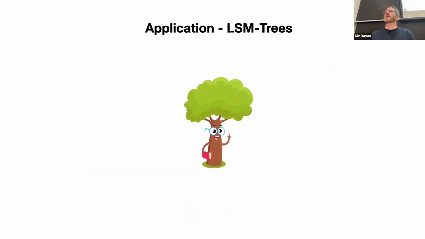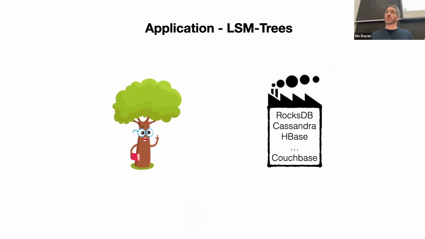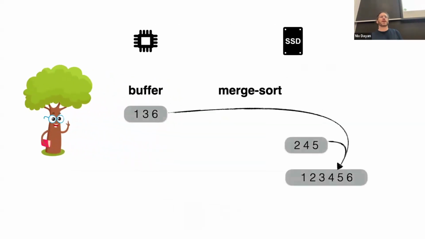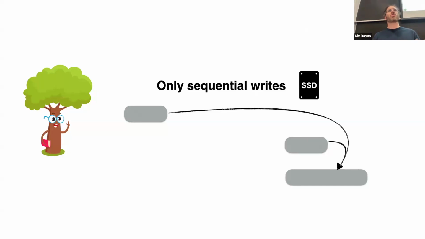So what's our application for all of this? Our application is actually LSM trees. This is a very common data structure and the backbone of many key value stores in industry. The core idea is that this data structure tries to optimize insertion overheads to storage by buffering all updated data in memory and flushing it to storage in large sorted chunks and then sort merging it. The idea is it's only performing sequential writes, so it's very optimized for storage.